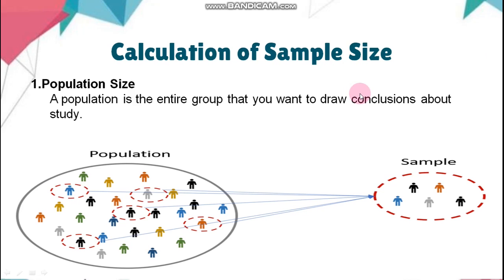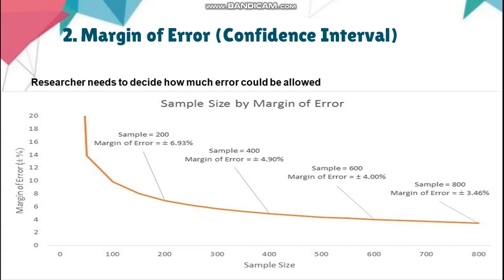Let us see how to calculate sample size. First one is based on population, we can decide the sample size. If the population size is more, we have to increase the sample size. Otherwise, we can reduce the sample size.